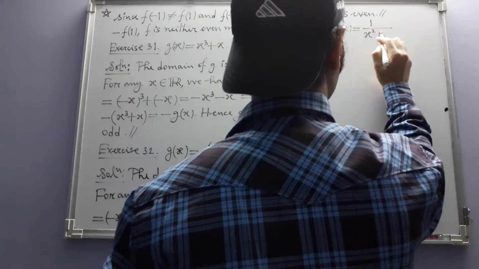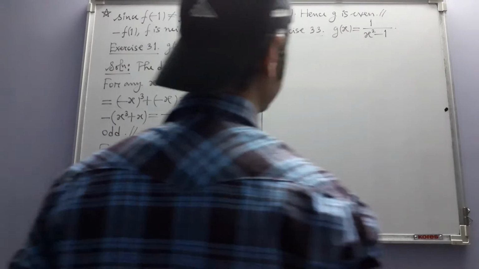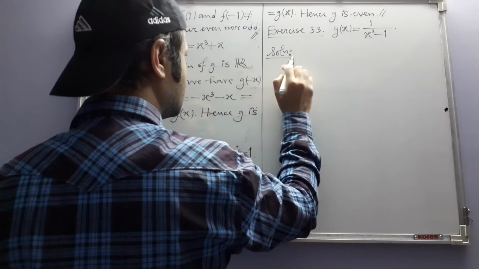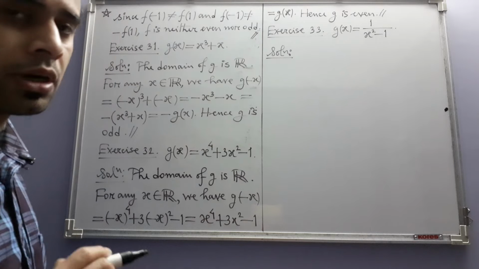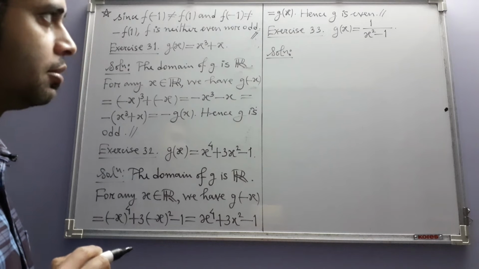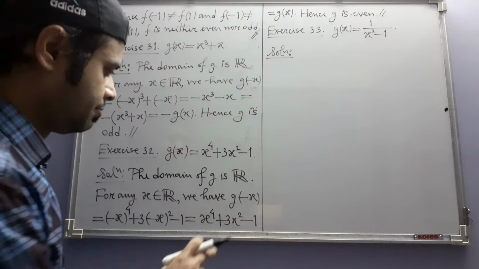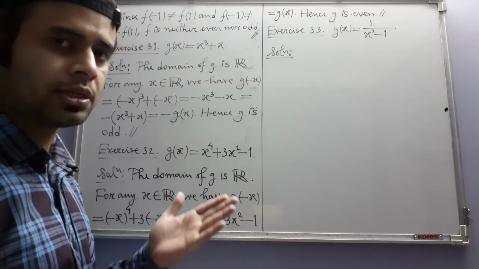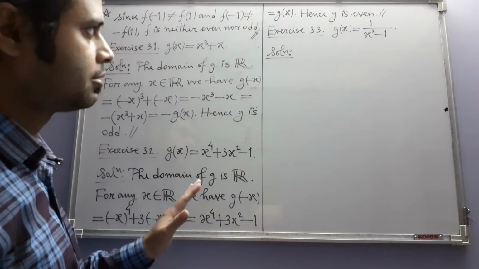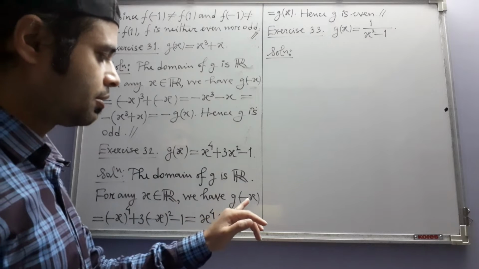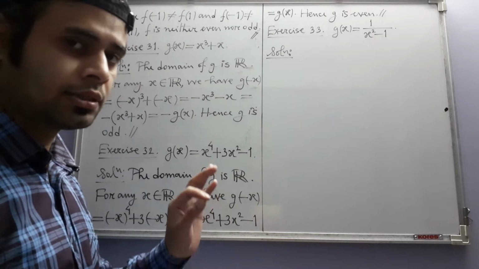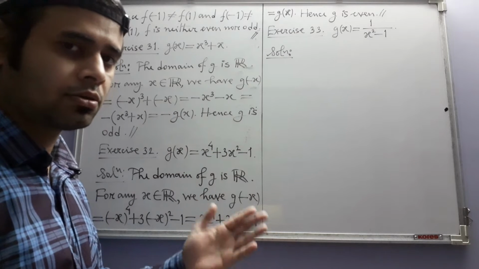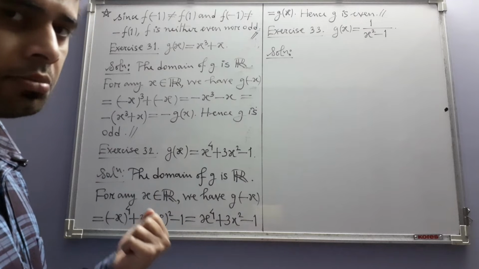One over x squared minus 1. Don't forget to first of all find the natural domain, because even before you verify whether the functional values at minus x and x are this and that, you have to make sure that it makes sense to evaluate the function at minus x. That is, for every x in the domain, minus x also is again an element or a point in the domain.